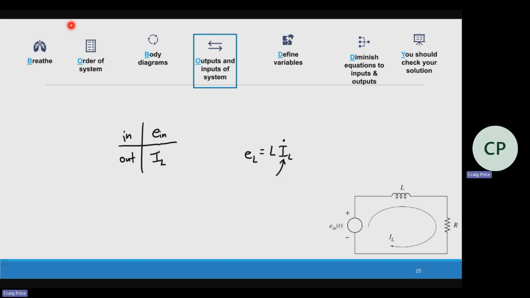If I had a capacitor connected here, I would have two outputs. I would have the current of the inductor, and I would have the voltage of the capacitor, E_C, as well. So they have different outputs. They have different ways of storing energy. And so again, it's all based on the equation sheet. What has the dot, that's what's changing. That's my dynamic variable. That's my output.